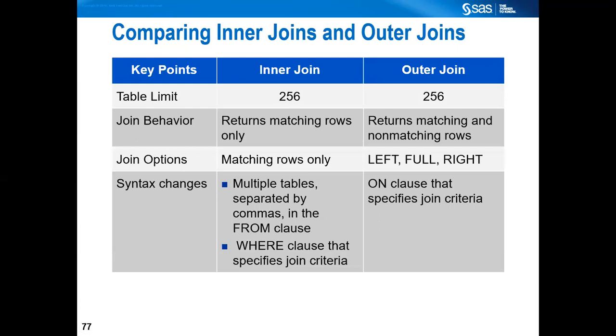So, comparing inner joins and outer joins. Limitations: inner joins, 256 tables; outer, also 256. Join behavior: it returns only matching rows in inner, whereas outer returns matches as well as non-matches. Here there is only one type of match in your inner join. Here you have three types of matches: left, full, right. Syntax: with inner join you have multiple tables separated by commas in your FROM clause, and of course a WHERE clause, which shows your joining criteria. But in outer join, you only have a single syntax with the ON clause and your joining criteria.